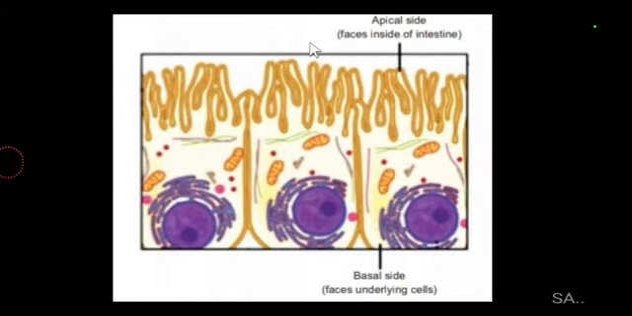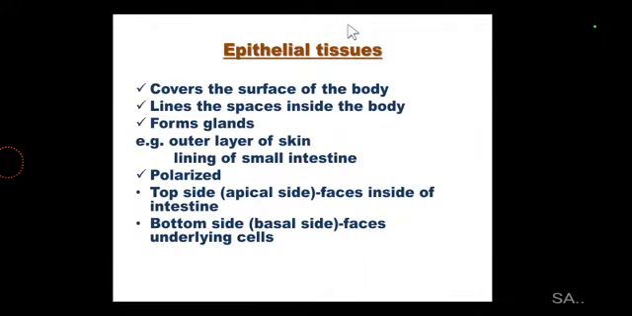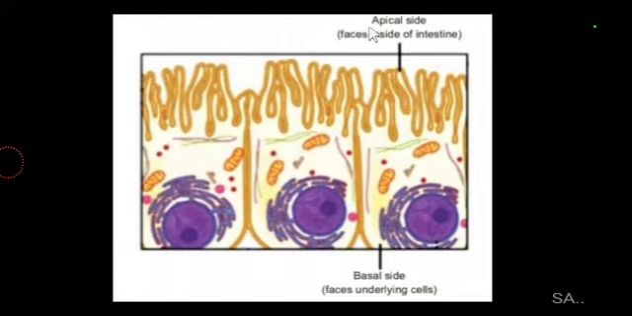So you can see the polarized nature of the epithelial tissue. What is it? It means these epithelial tissues have an apical side. For example, in case of the small intestine, it faces the lumen of the small intestine, and the basal side actually faces the underlying cells that are found around them. So this is the polarized nature of the epithelial tissue. I hope that you understood it.